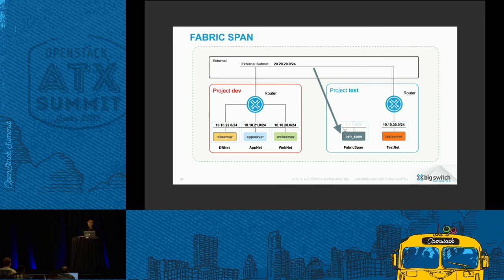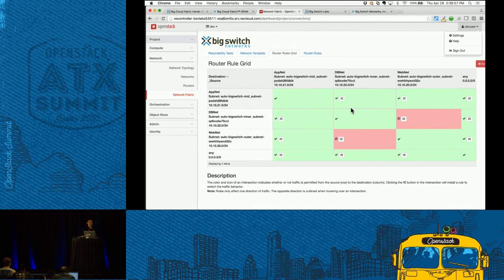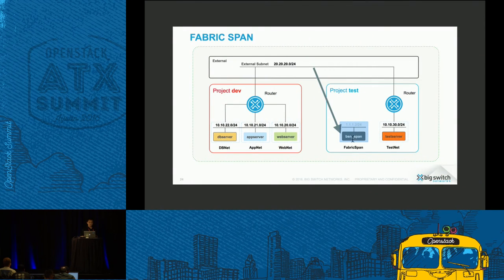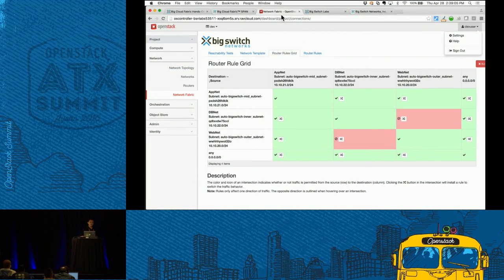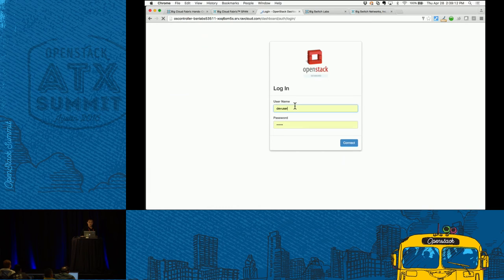If we look at the high level goal we are trying to achieve, this BSN span VM instance is already booted up in this test tenant. So right now we are trying to find out where this instance is attached to. So the way to figure it out is you go to the Horizon GUI and log in as test user. So the username is no longer dev user, it is test user. The password is still the same, BSN123. BSN stands for Big Switch Networks.